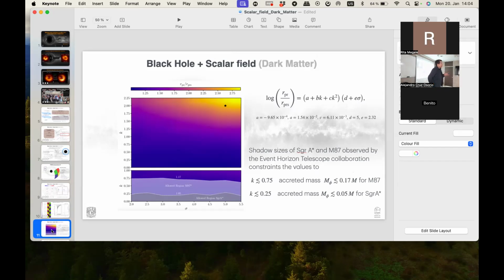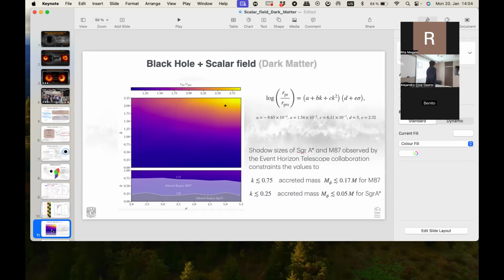Couldn't the shadow help constrain, right now as it is, the models which might not be available depending on the mass or something? On the mass of what? Of the black hole? Yeah, yeah.